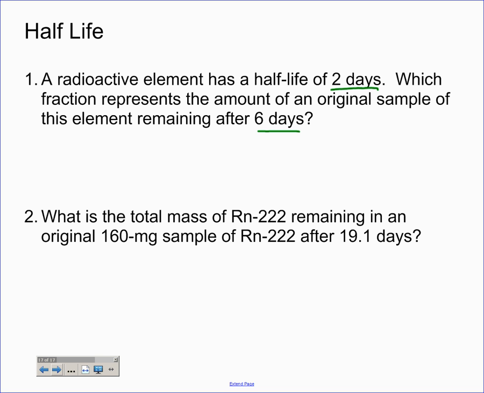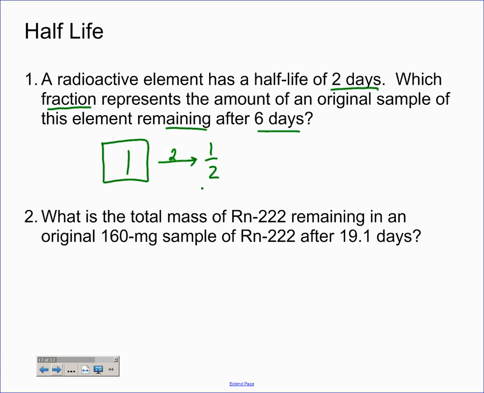Okay? So a radioactive element has a half-life of 2 days. So we want to know what our original sample is. A half-life we represent by an arrow, and we want to find what fraction is remaining after 6 days. Okay? Now if we're starting with a fraction, we always start with a whole, which is 1. Then, each half-life is represented by an arrow. And in this case, the half-life represents 2 days. So after the first half-life, half of the original sample is remaining.